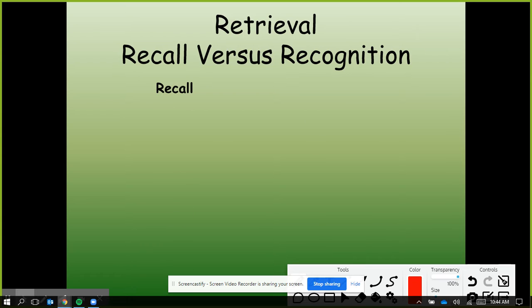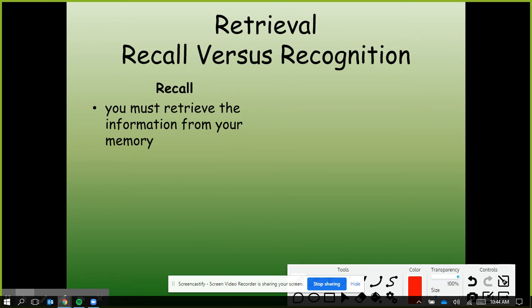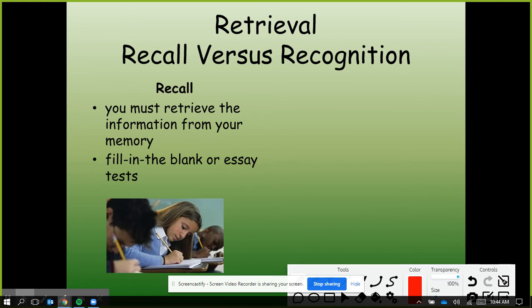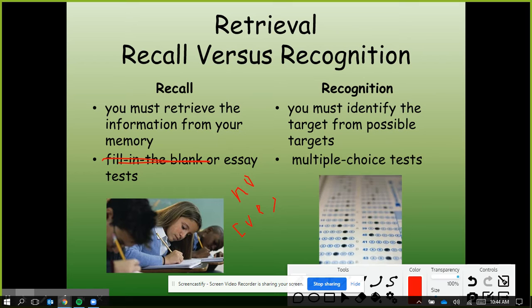Just a little review. Recall is when we have to retrieve information without any memory cues, like an essay. I don't know if fill in the blank would be or not, because you can use context with that, so I'm not sure. And then recognition is when we just have to choose the answer out of a list of potential answers, like a multiple choice test. So we do have what are called retrieval cues here. But that should be review.